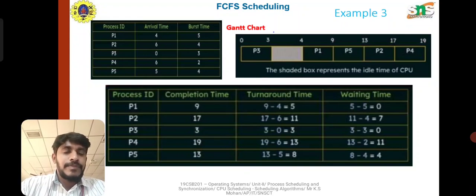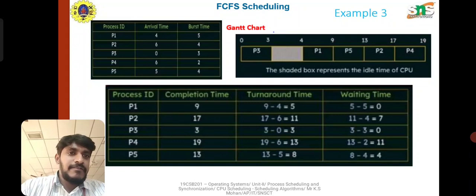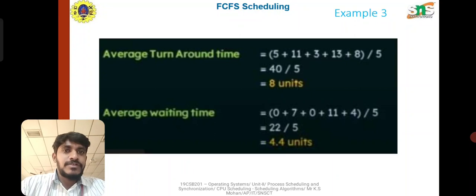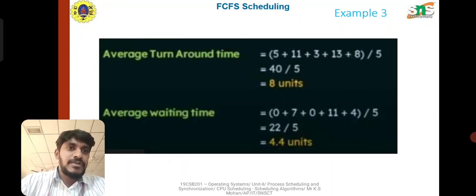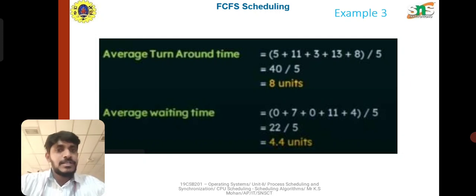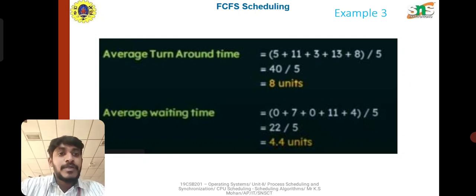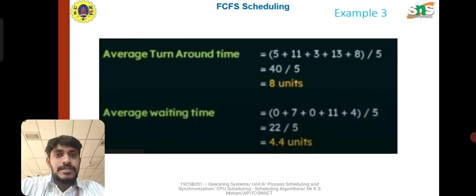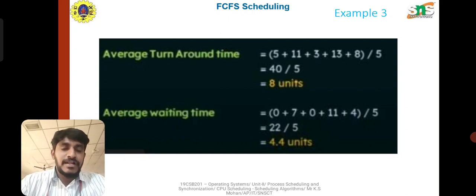So for processes P1, P2, P3, P4, P5 we have the values 5, 11, 3 and 18 as examples. From this, the average turnaround time over the 5 processes will be 8 units. Then the average waiting time will be 4.4 units. In this video we have a better understanding of FCFS scheduling.